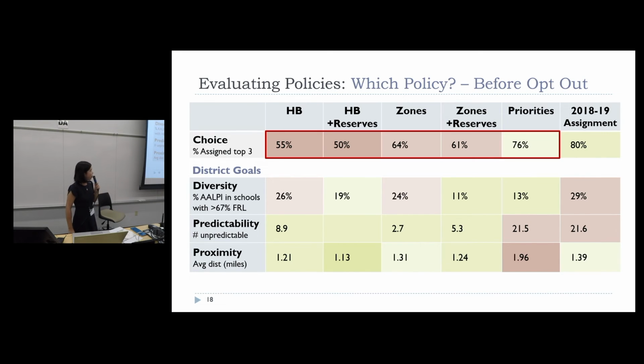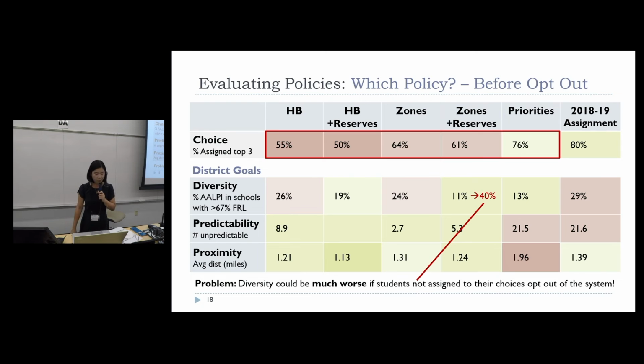And finally, let's look at choice. Not surprisingly, policies that restrict choice significantly reduce choice, here measured by the percentage of students who are assigned to one of their top 3 choices. And this is a problem, because in our initial conversations with the district we said, let's say all students who are not assigned to any of their choices, so nothing on their list, we do actually assign them somewhere, but they're all going to drop out. Okay? So if all of these students opt out, this wonderful number of 11% underrepresented minority at high poverty schools now goes all the way up to 40%. And so this is potentially a big issue.